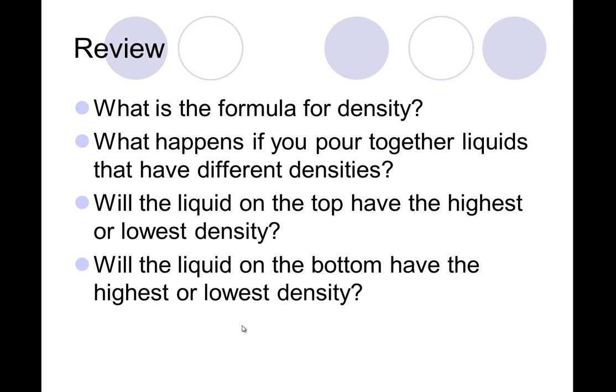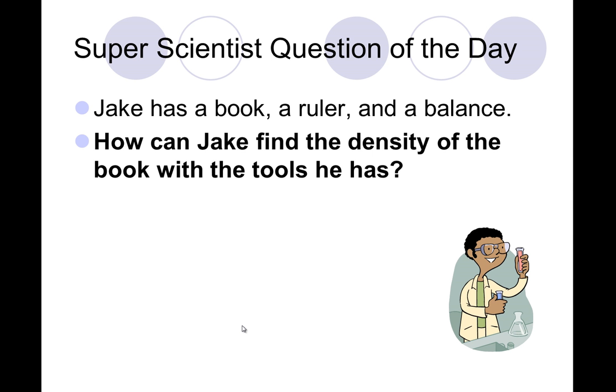One thing that I did not mention is the density of water. So make sure you add this. Water's density is 1 gram per milliliter. So the way that we start defining density in class is, does it sink or float in water? And finally, Jack has a book, a ruler, and a balance. How can Jack find the density of a book with the tools that he has? I want you to write about that in your notes, and we'll discuss it in class.